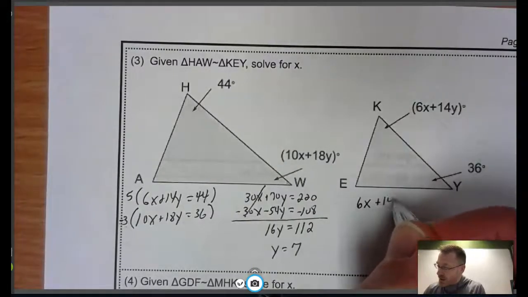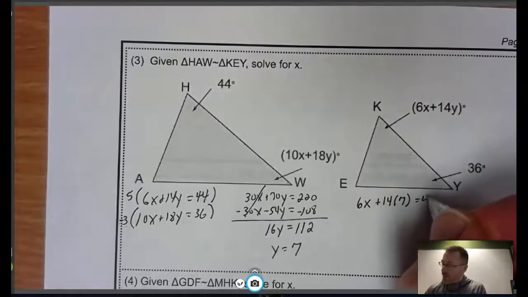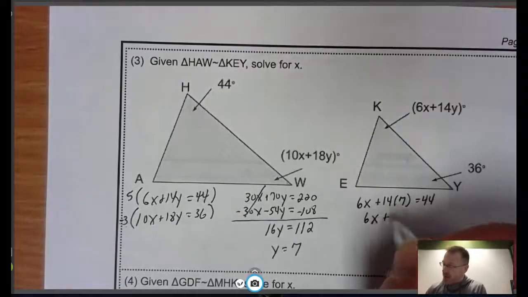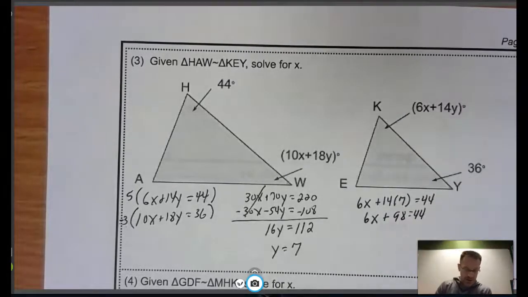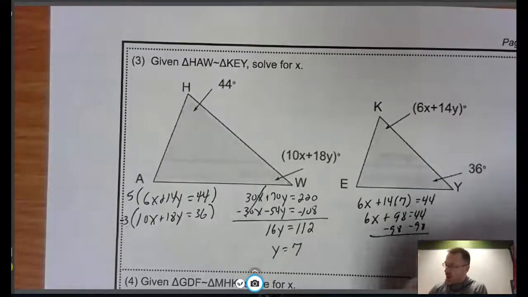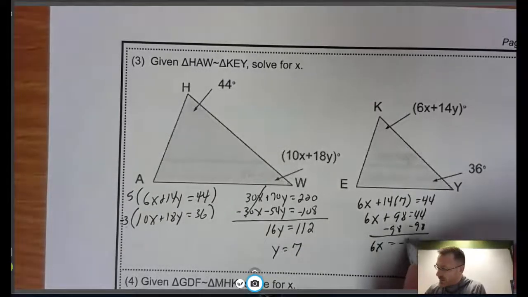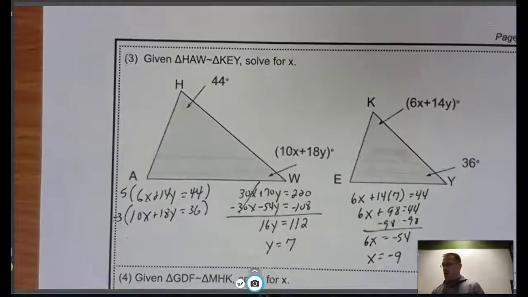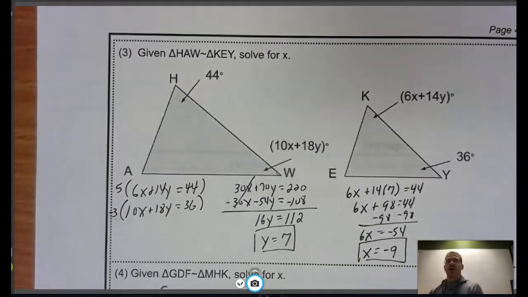So 6x plus 14 times y, which we now know is 7, is equal to 44. So 6x plus 98 is equal to 44. I believe, let me just double check, make sure my math is good. There we go. And then I can just keep going through that normal solving process here. So negative 54, and we get x equals negative 9. So there are our solutions. Now, once again, we should go back and verify it, right?